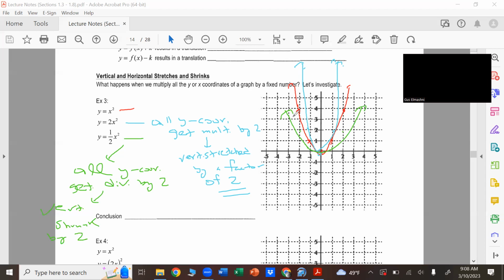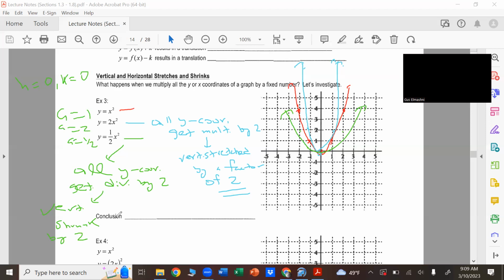If it's an a value. So these are all a values. Here a is 1, here a is 2, here a is 1/2. H and K were both 0. So we didn't move the graph horizontally or vertically, we just switched a. A was 2 or 1/2. And so that's what happens there.